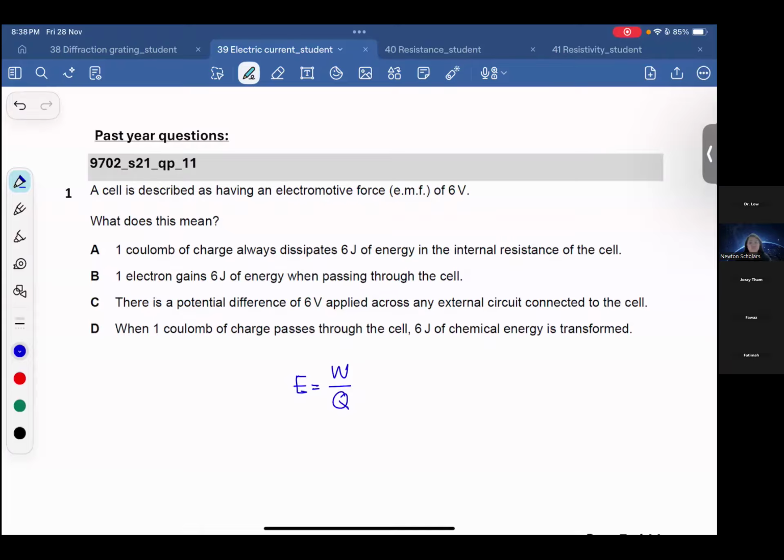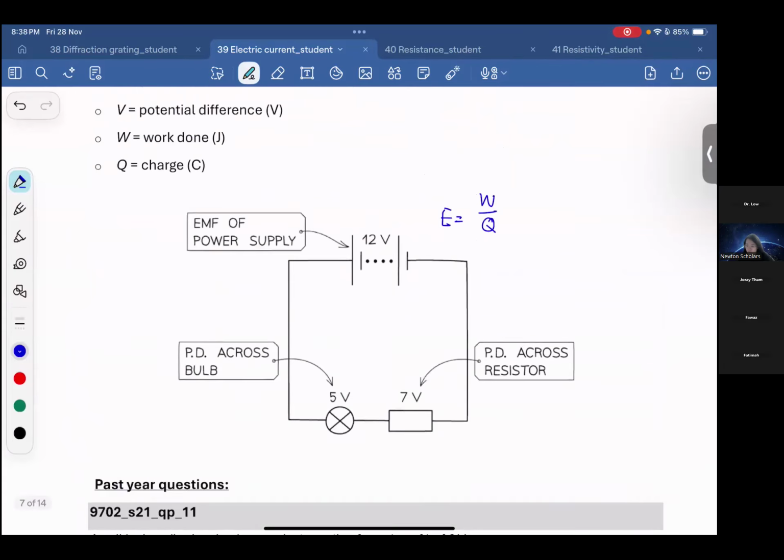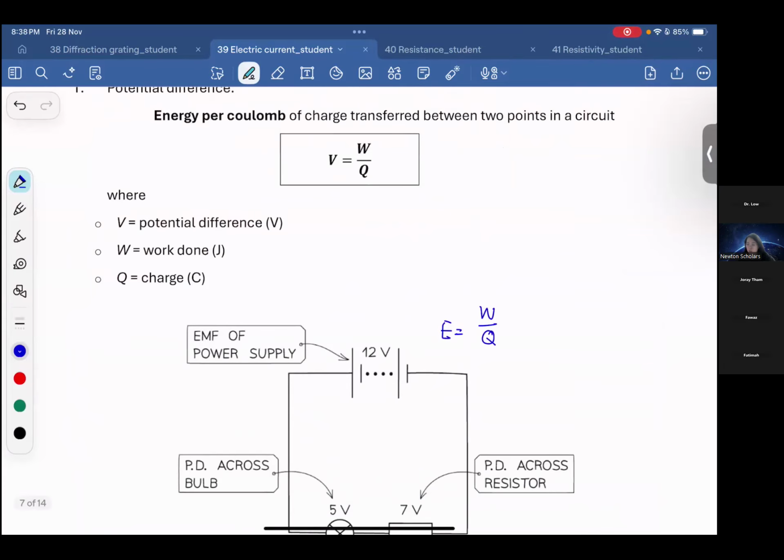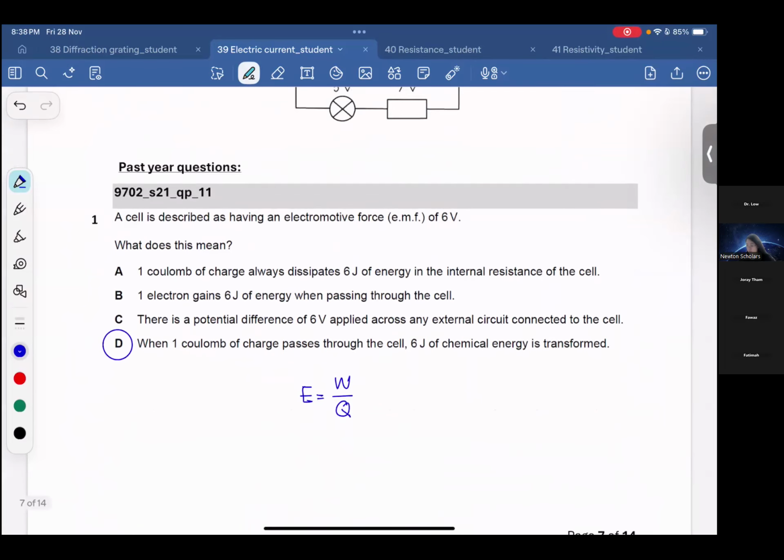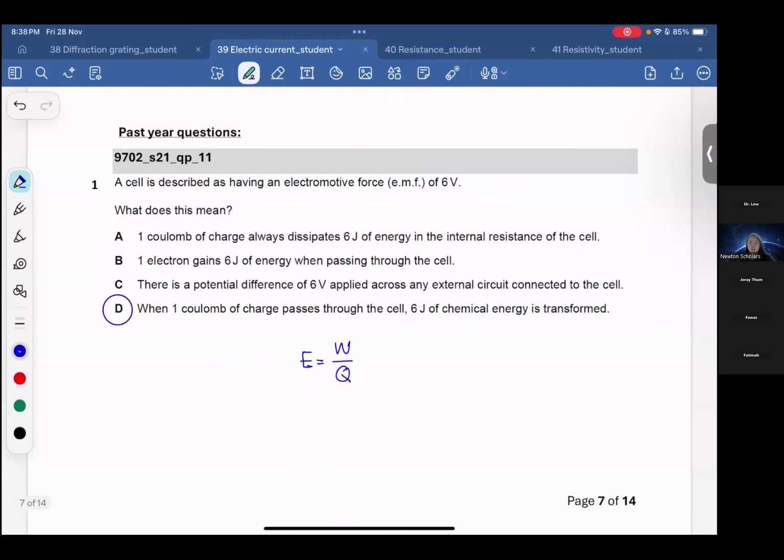Correct. It's the same thing actually, Prasan. Energy per coulomb of charge transferred is actually work done in driving one coulomb of charge. It's the same thing. Between two points, across the component, from one point to another point. So this sentence is correct. This is just a recall.